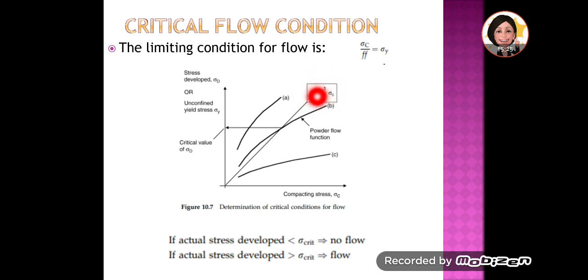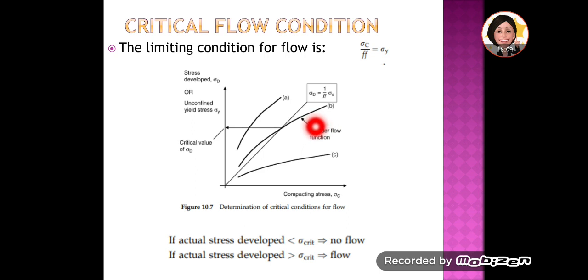So if the yield stress is greater than this value, which is actually A, no flow will occur. That is the flow function for powder A. If the powder has a yield stress lesser than sigma c over ff, which is function C, the flow occurs. Now let's look at powder B.